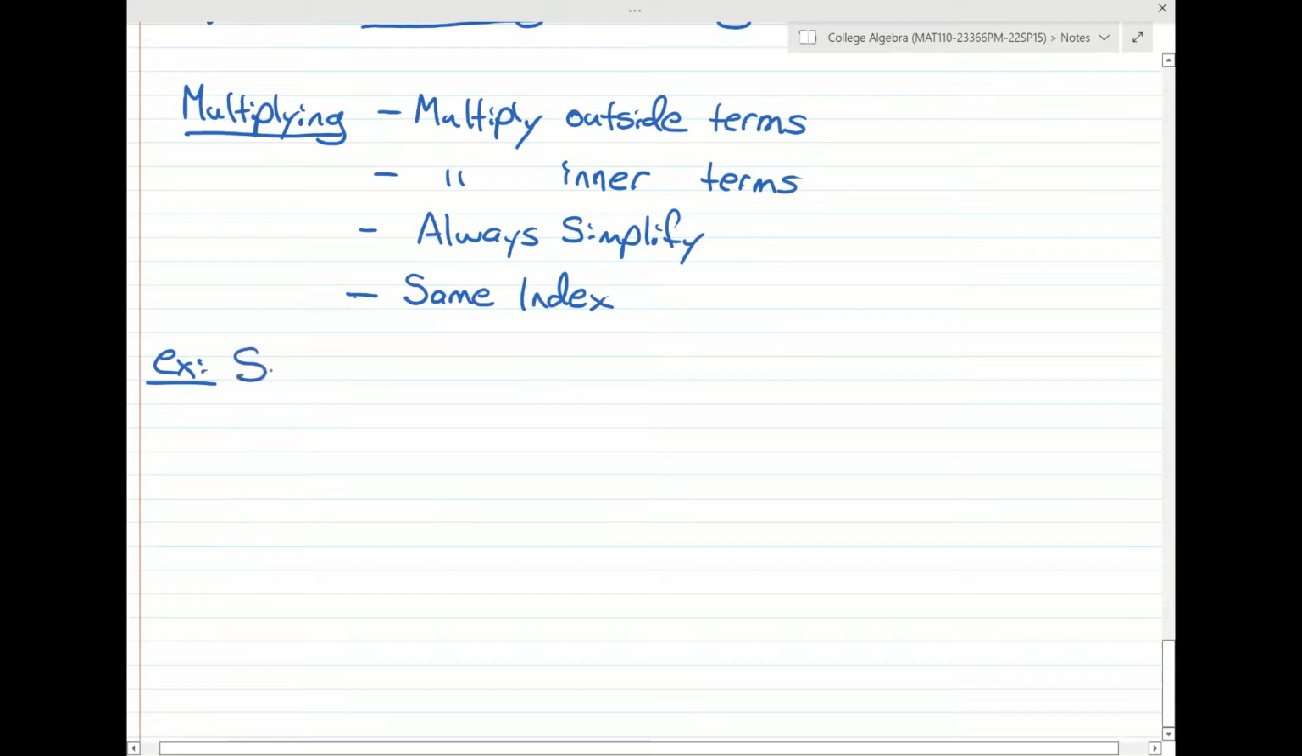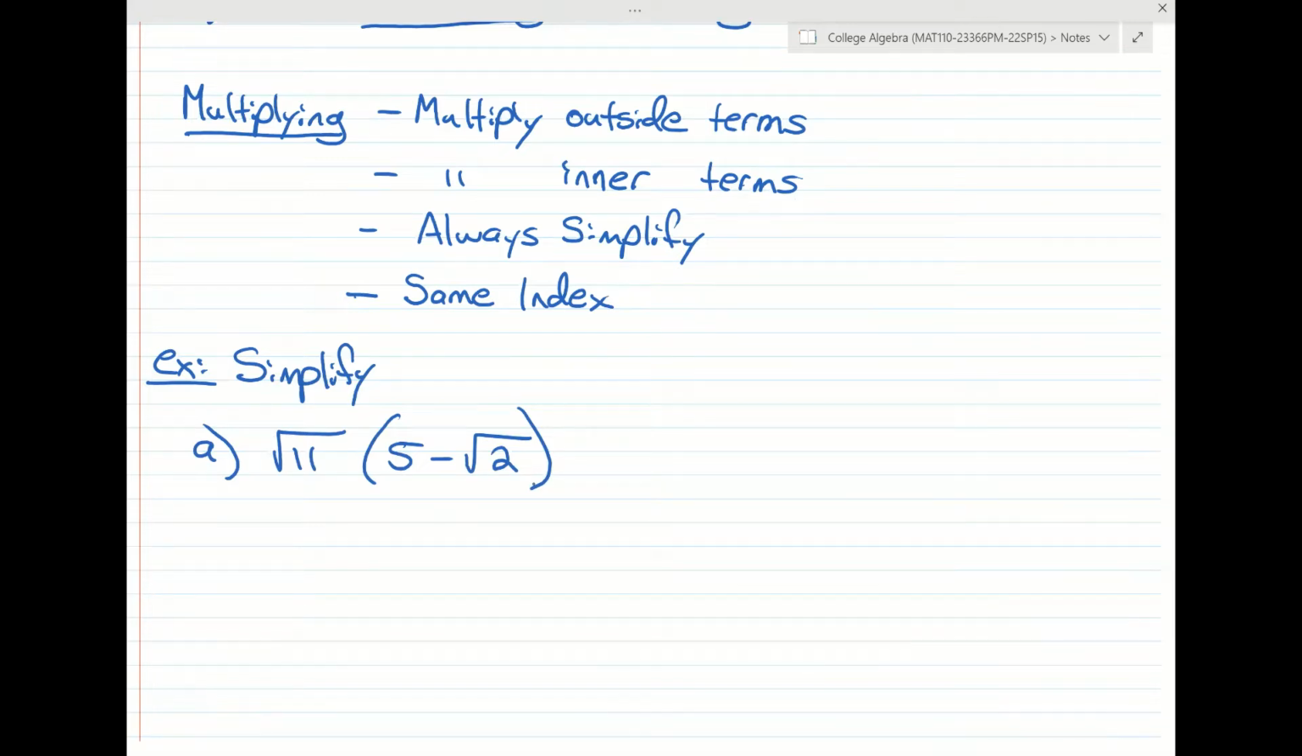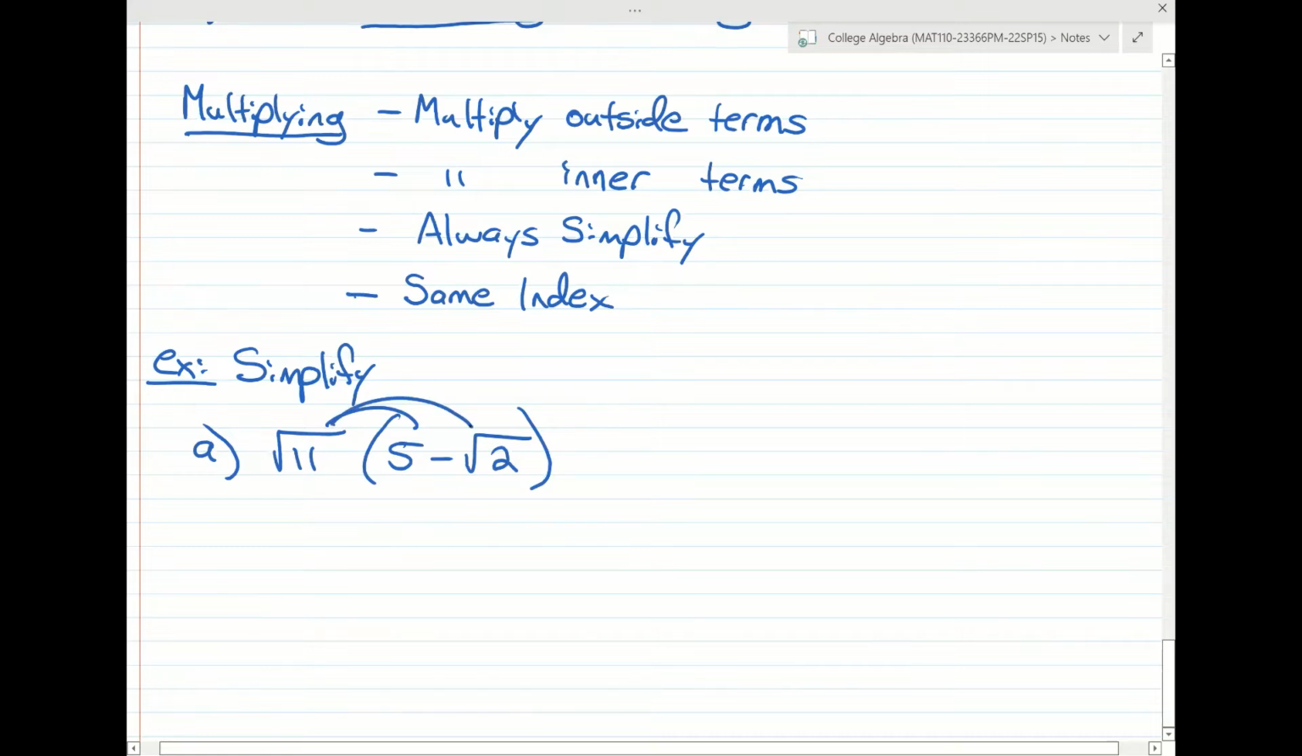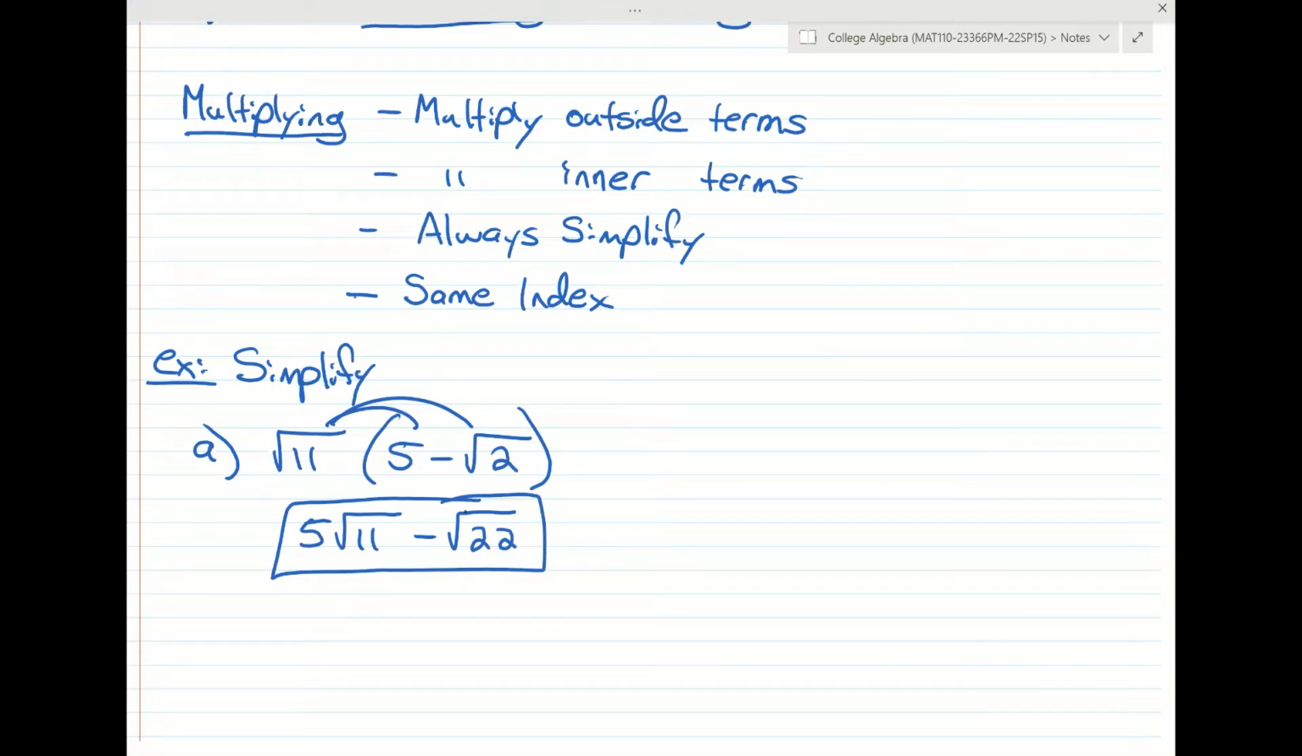My directions are just going to be to simplify. Say we have the square root of 11 times 5 minus the square root of 2. Five doesn't have a radical, so we're not going to do 5 times 11. The 11 is inside the radical. That only gets multiplied with other numbers that are inside the radical. So we're just going to do 5 times the square root of 11 minus the square root of 11 times the square root of 2 would be the square root of 22. It's inside the radical. You multiply it with other numbers inside the radical. Otherwise, if it's on the outside, you keep it on the outside.